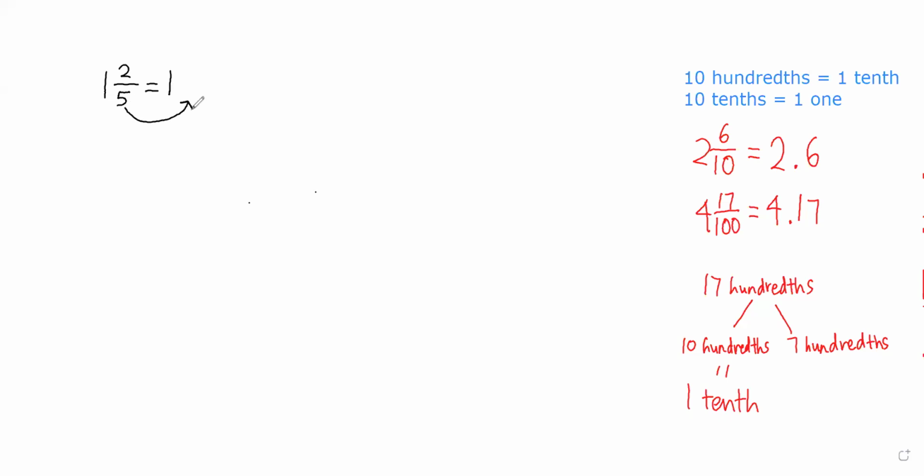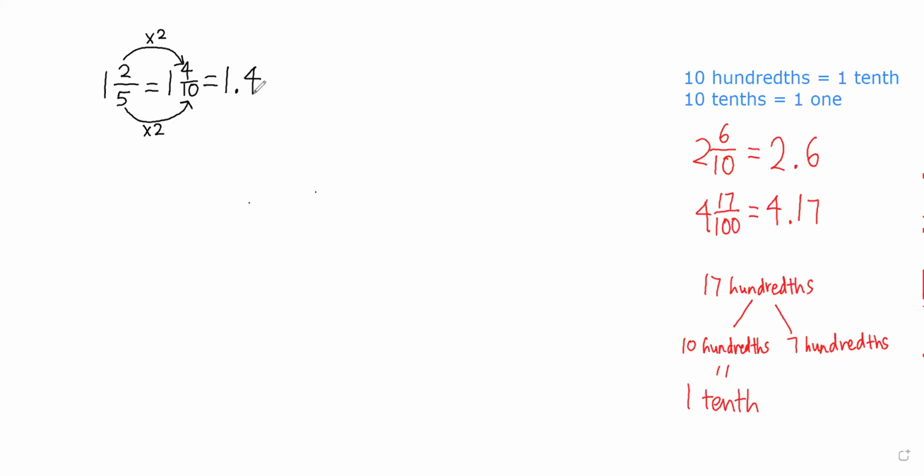For me to get denominator 10, I need to multiply my denominator by 2, which means to get an equivalent fraction, I need to multiply my numerator by 2 as well. And this gives me 1 whole and 4/10. Now, if I look at my examples on the right, I should be able to convert this into a decimal fairly quickly, because 1 whole and 4/10 is basically the same as 1 one and 4 tenths, which is 1.4.